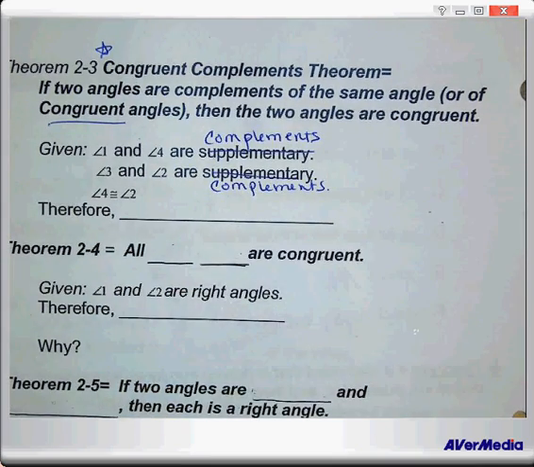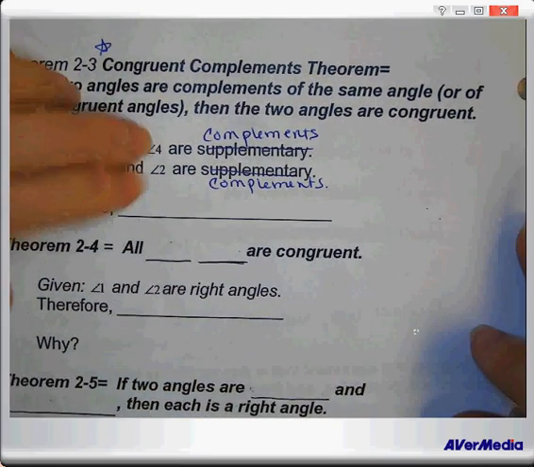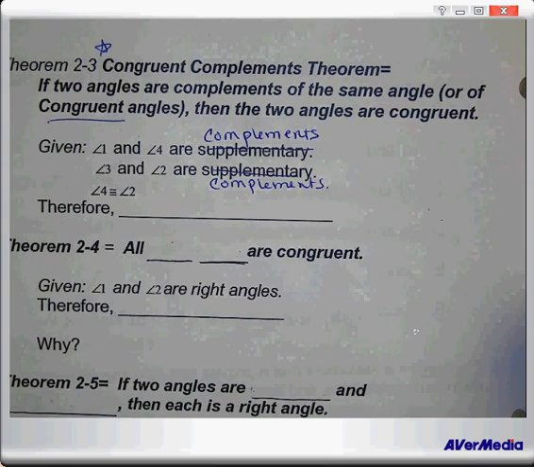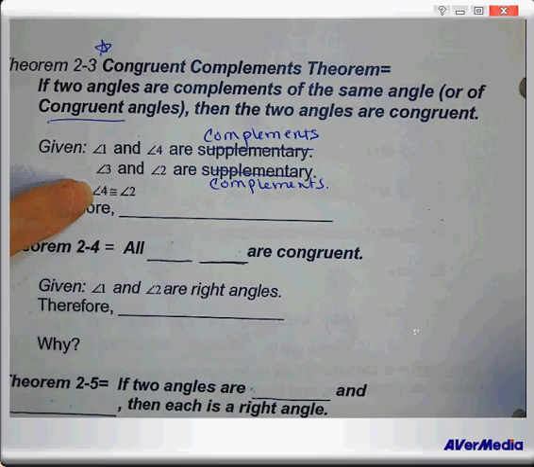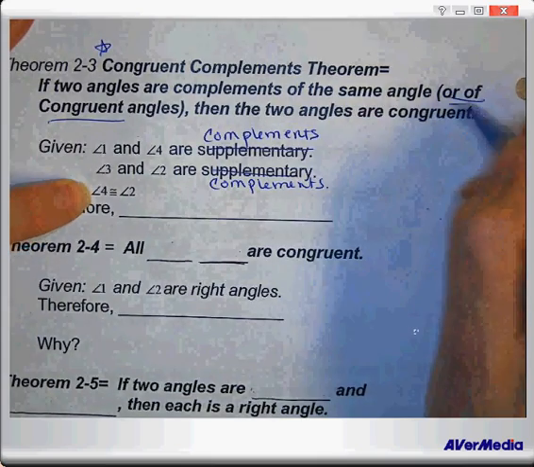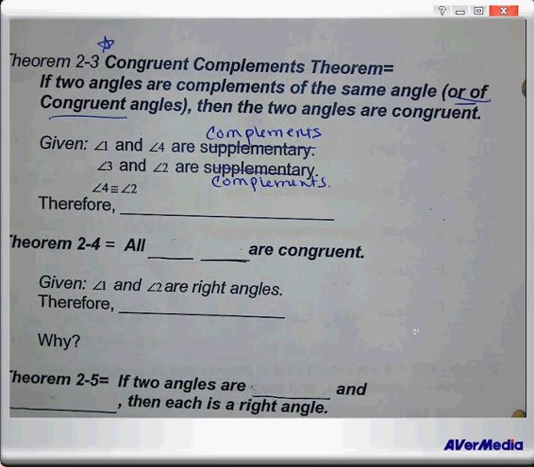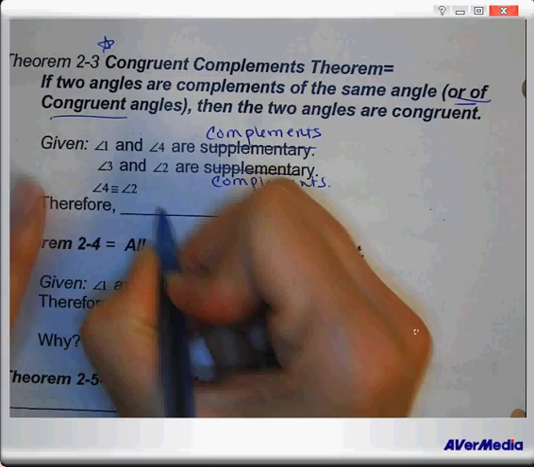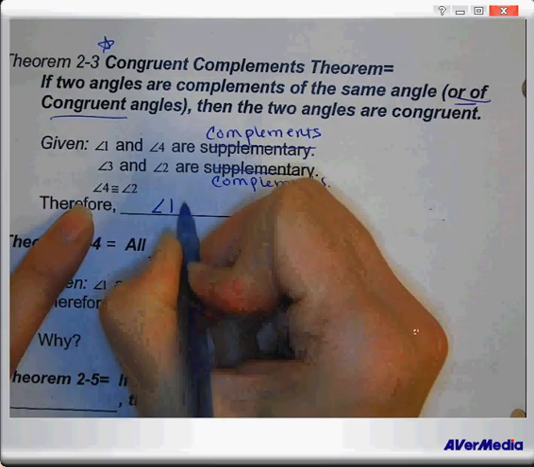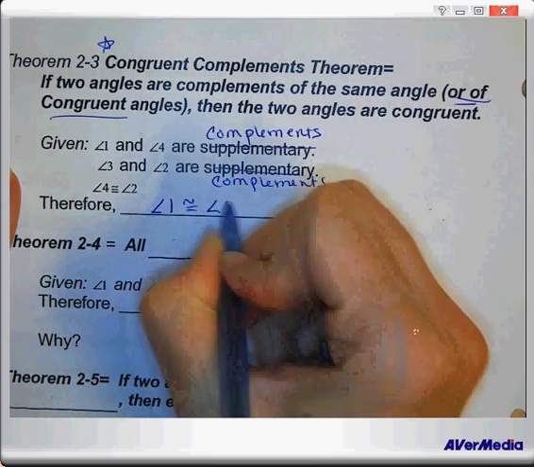Now notice I chose to take a different approach this time. This time I'm going to state that angle 4 and angle 2 are congruent to each other. Now remember, this is this part here: or of congruent angles. So they're complementary to congruent angles. 4 and 2 might both be 40 degrees. Well, if they're both 40 degrees, that means that angle 1 and angle 3 both had to be 50 degrees. So therefore I know angle 1 is congruent to angle 3.